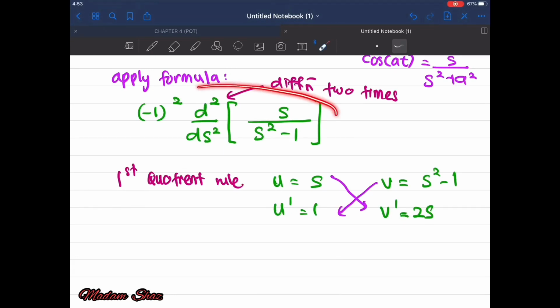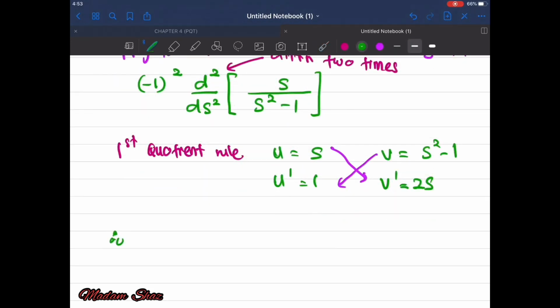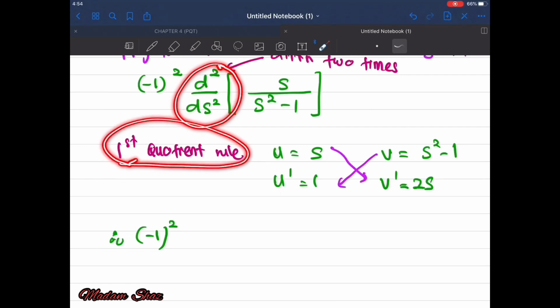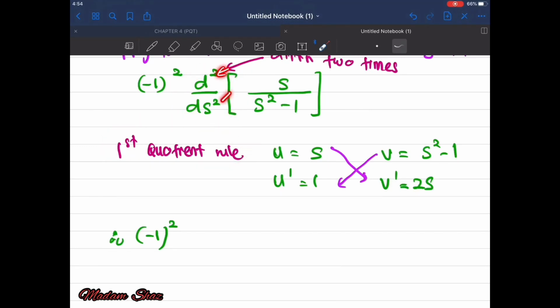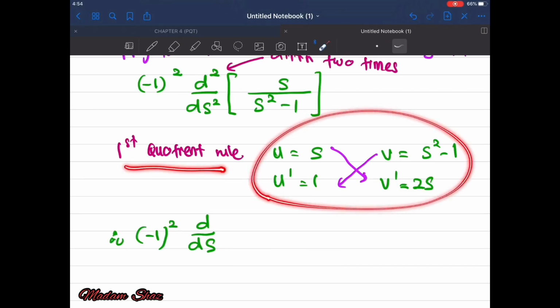So substitute back to the formula for multiplying by tn. Therefore, negative 1 to the power of 2, you have d squared over ds squared. When we apply the first quotient rule, the power here will be reduced, so this one will become d over ds. Okay, so the first quotient rule we apply here.